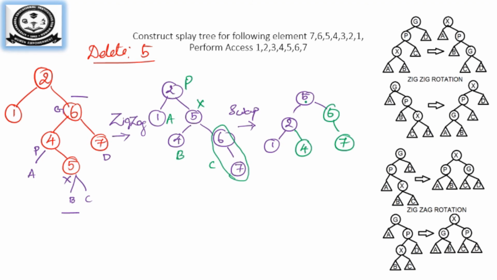I will rub this. Now when 5 is deleted, 4 will be replacing 5 because 5 has reached the root node. So the final diagram will be 4, 2, 1, 6, 7.